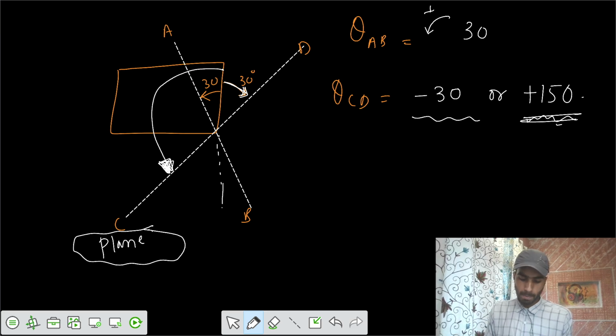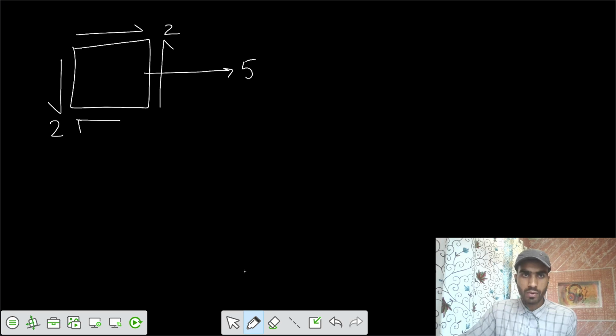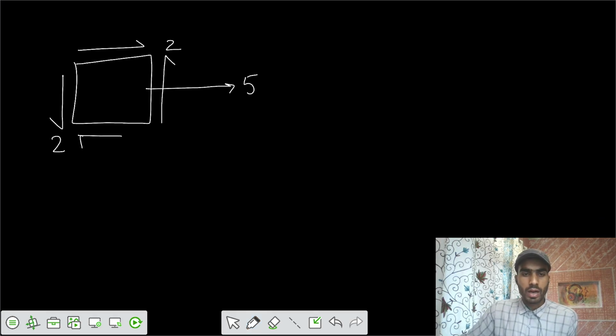So let's take one problem. We have the stresses on a particular element. The stress element is given in this fashion: you have tau xy equal to 2, here it's also 2, tau xy equals tau yx. And a normal stress sigma x equals 5, and sigma y is compressive, 2 megapascal. So sigma x is tensile, sigma y is compressive.